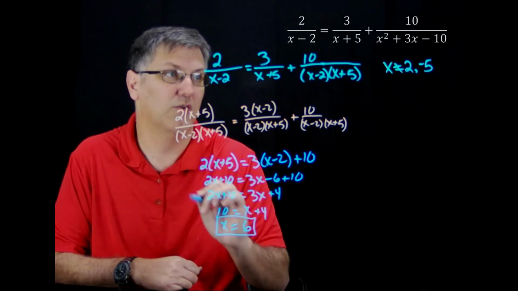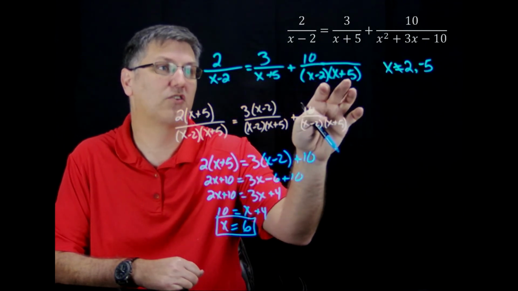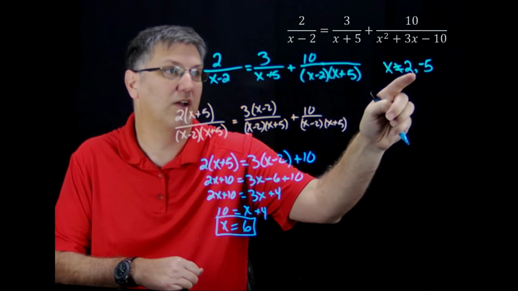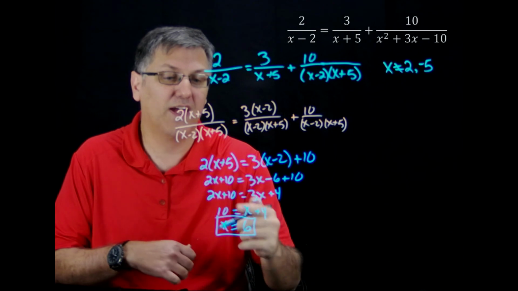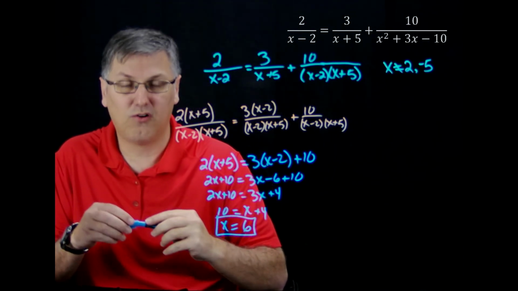And there's my answer. Now I'm going to look here, x equals 6. I'm supposed to technically plug it back in and make sure I don't get 0 in the denominator, but because I already looked at the domain, I know that 6 doesn't match one of the numbers it cannot be, so x equals 6 is my actual solution to this problem. Not terribly bad to solve.